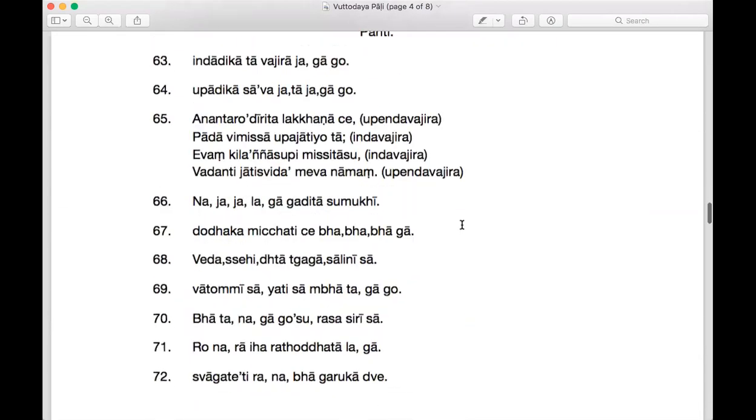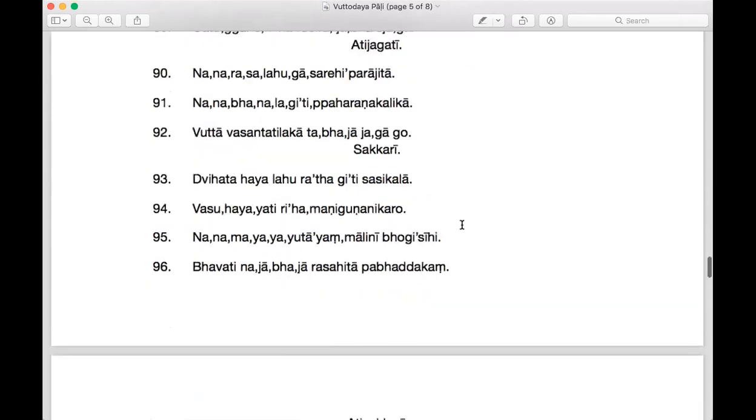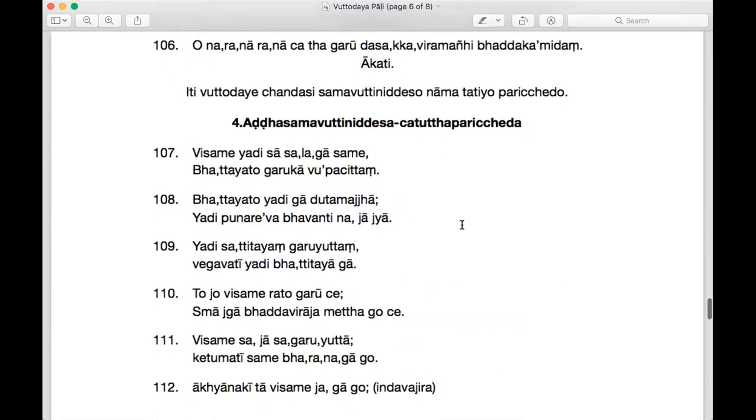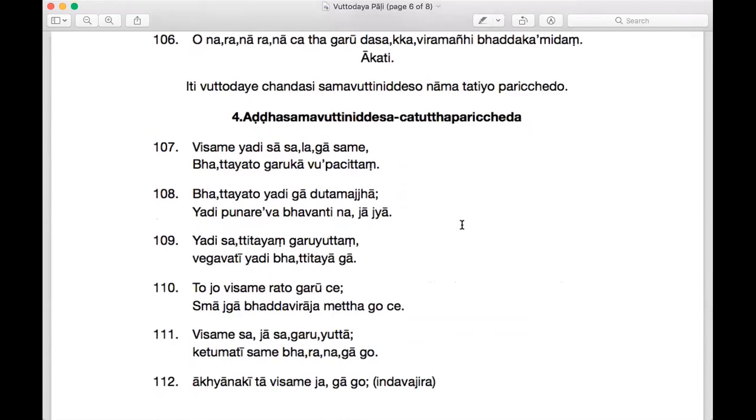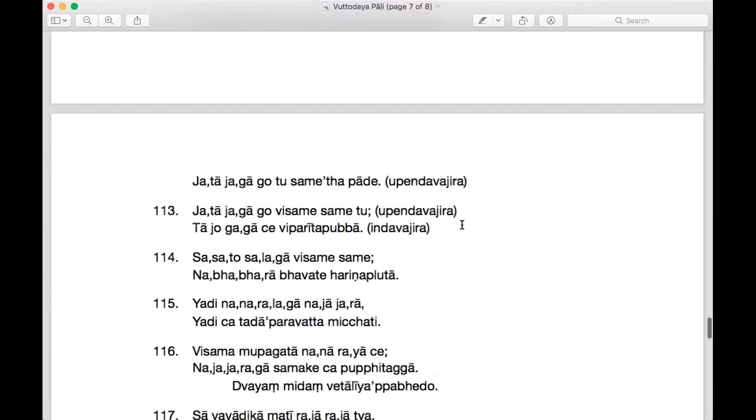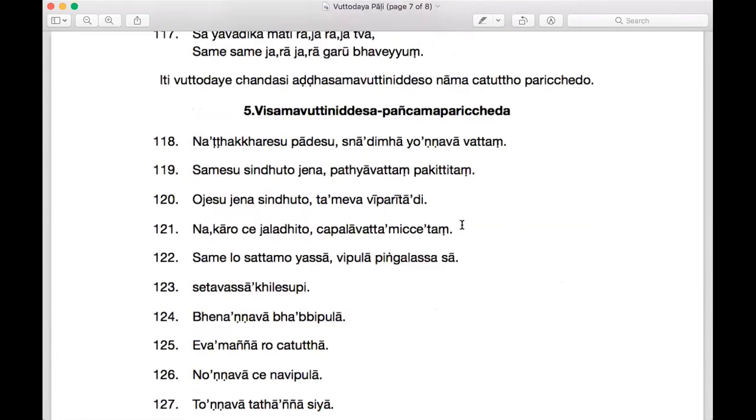So we are going to start it today, and then we will learn Adda Samavutti Niddesa, the 4th chapter. Adda Sama means half similar lines. That means first line and third line are the same, and second line is the same as the 4th line. And then the 5th chapter is Visamavutti, dissimilar line meters. So those are the 3 chapters about Vannavutti meters.